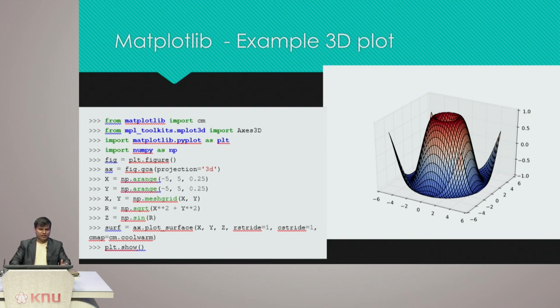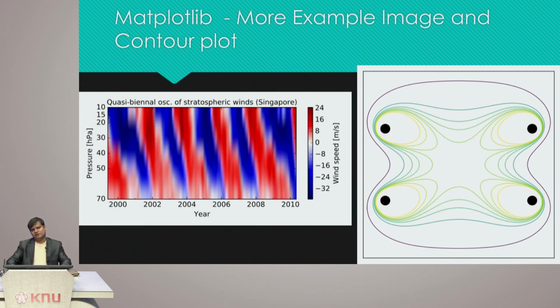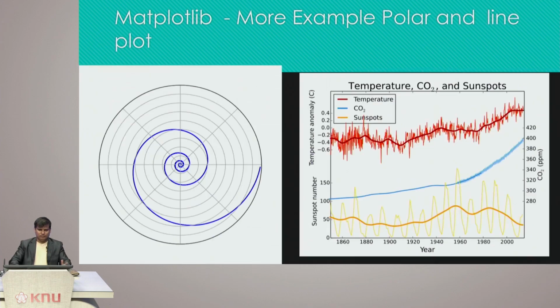We are not going to stop there. There are still other ways. You can see, for example, here we have this image plot, and then you have this contour plot. Here we have more things like polar plot and line plot. These are some of the applications where we can use matplotlib.